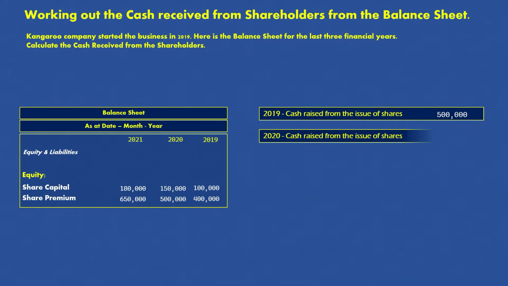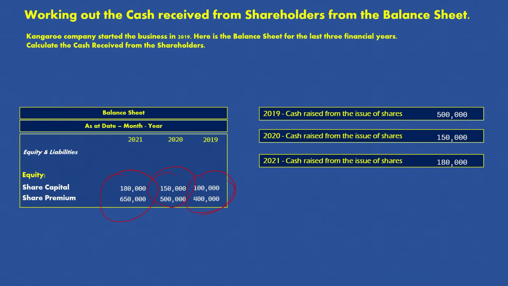Then in 2020 you can see that from this value, if I can just show you, from this total of 500,000 you have moved to a total of 650,000. So there must be an additional 150,000 that you must have received from the shareholders. Now please pause this video and calculate the cash flow for 2021 yourself. If you sum these two, that should be equal to 830, and from 650 to 830 you have moved by a total of 180,000 additional received from the shareholders.